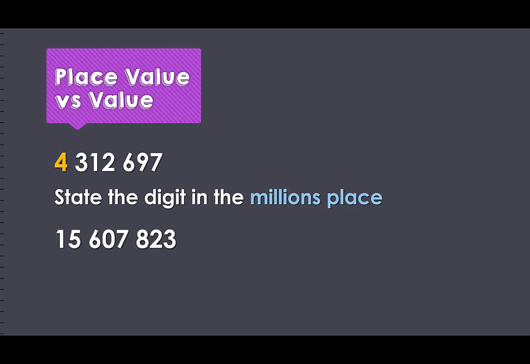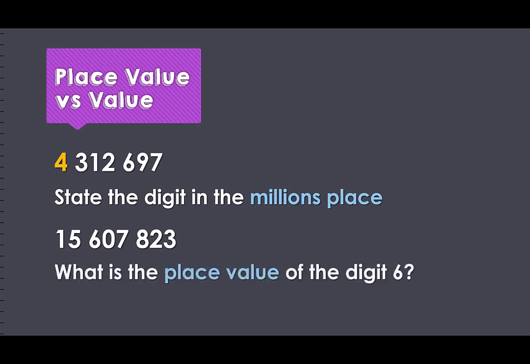Here we have another number, 15,607,823. What is the place value of the digit 6? Here we can see the 6 is sitting in our second set of 3 digits. It's in the thousands set, and it's sitting in the hundreds position within that set. So the 6 is really sitting in the hundreds of thousands place value column.